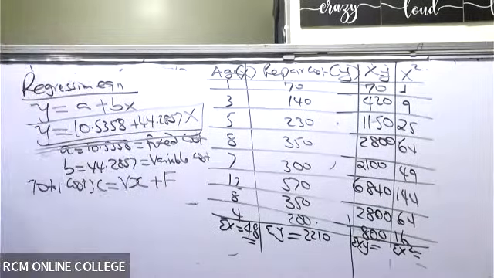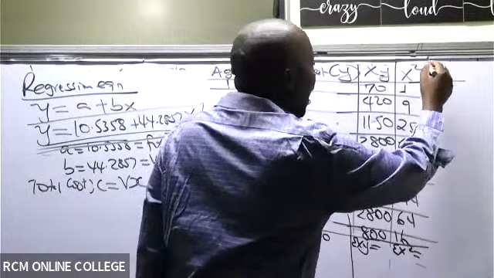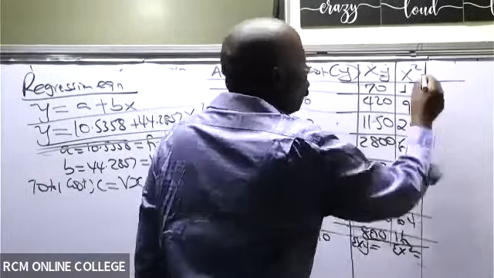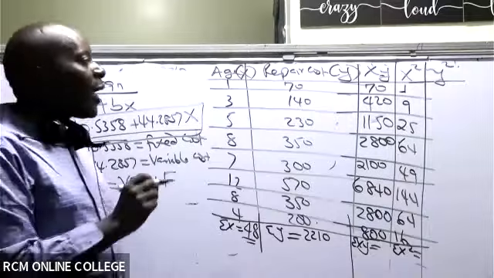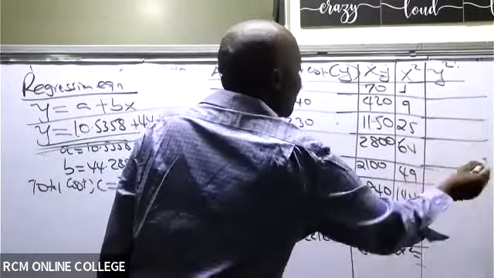And then look at Roman 4. They want us to give them the coefficient of determination. For us to get the coefficient of determination, we need to create an extra column here, which we shall call y squared. I would want somebody to please help me get these squares of y.